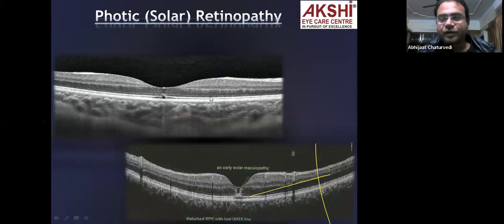And now comes the importance of catching that ellipsoid zone disruption. You see this ellipsoid zone line is coming, and then totally went away. This is just the subfoveal area. When such a disruption is there, you should always suspect the cause being a photic one. So I asked the patient, did you travel to a hilly area recently? Because the patient was very adventurous. And he said, yes, sir, I went for snowboarding.